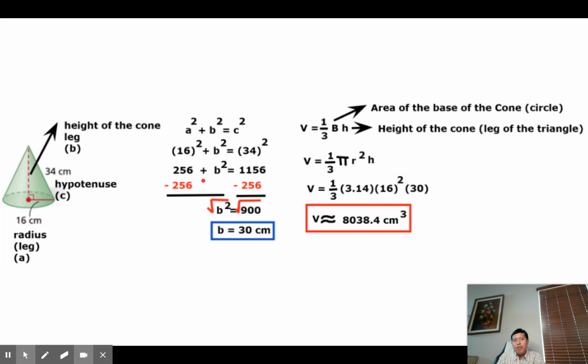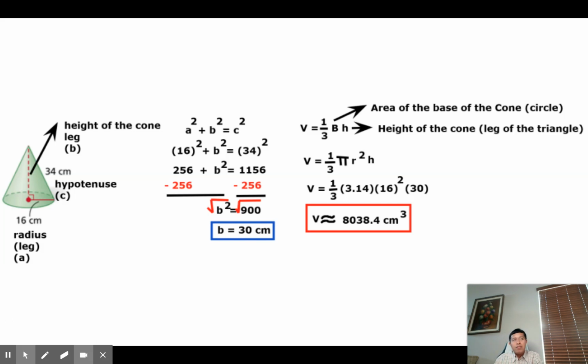We need the b. So we have to remove 256 from both sides by subtracting it. So what we're getting is b squared is equal to 900. How to get b? How to make b squared a b? We have to apply a square root, and we have to do that on both sides. So the square root of b squared is b. Use the calculator. The square root of 900 is 30. We will include the unit. It's centimeters. So b, or the missing height, is 30 centimeters.